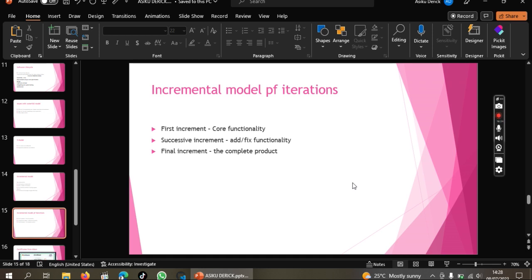Then lastly is the final increment, the complete product. This one is where now you complete the product. This is where all the changes, everything related to the project has been accommodated. And this is measured at the end of the project.